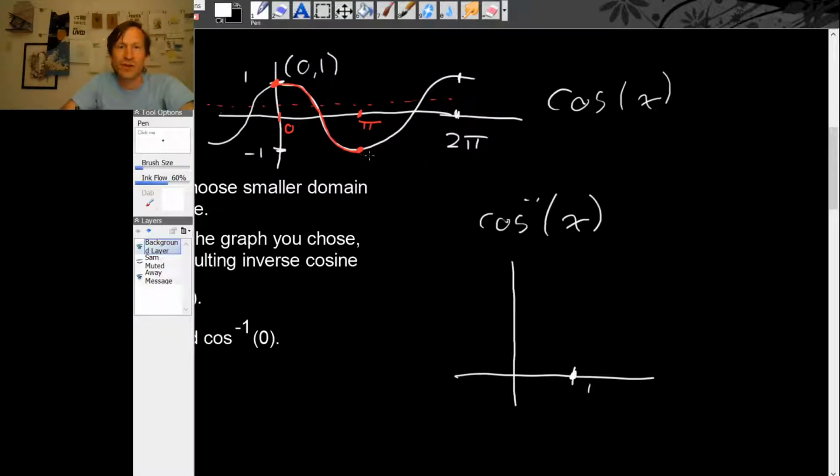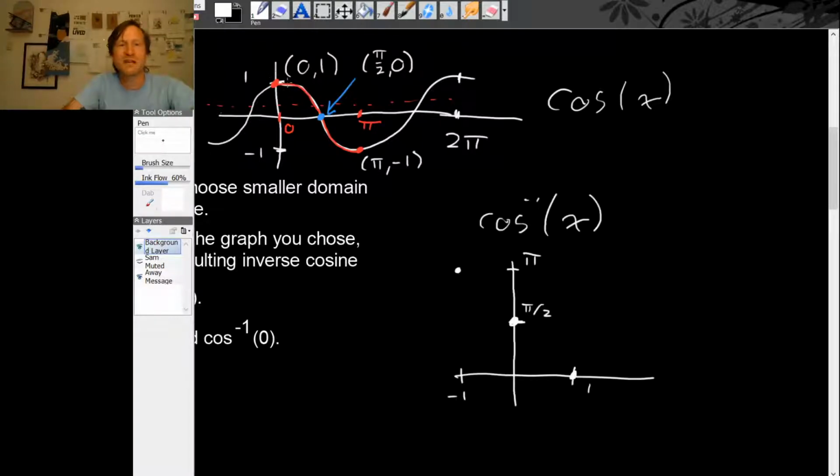This point way over here on the right is (pi, -1). And when you switch x and y coordinates on that, you get (-1, pi). So that's way up here. Let's do one more point. How about this middle point where the graph of cosine crosses the horizontal axis? That's at (pi over 2, 0). And when you switch x and y coordinates, you get (0, pi over 2). And that's going to be right here.